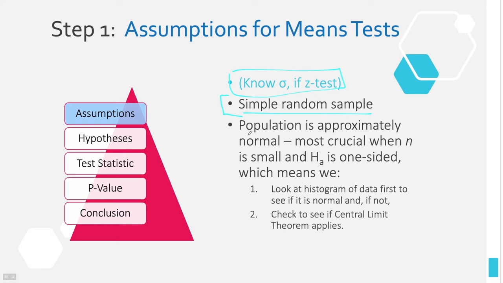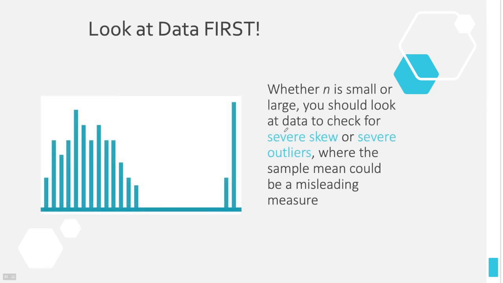And then the next thing, the last assumption that you will need to do, the original assumption, should always be mentioned. So the original assumption is that the population distribution is approximately normal. We can waive this assumption if we have a large enough sample size. But we need to look at the data first. So the population distribution, is it normal? Always, always, always look at the data first.